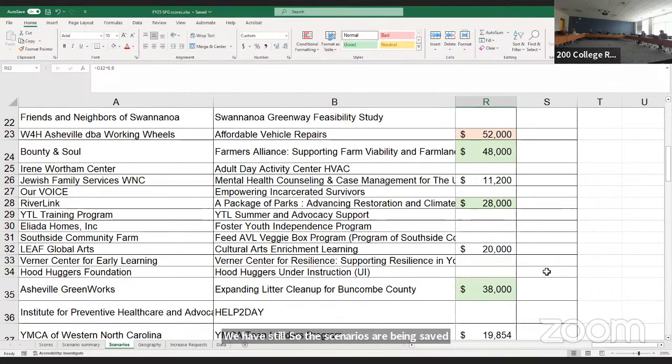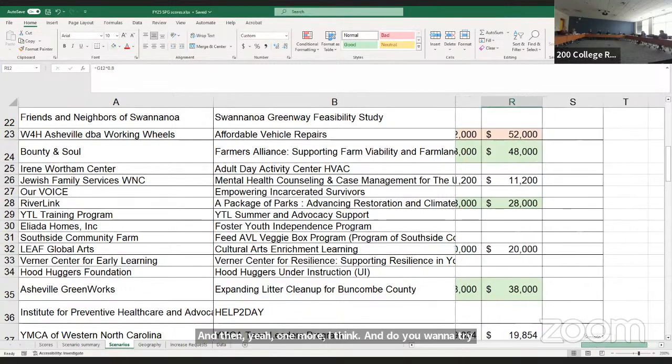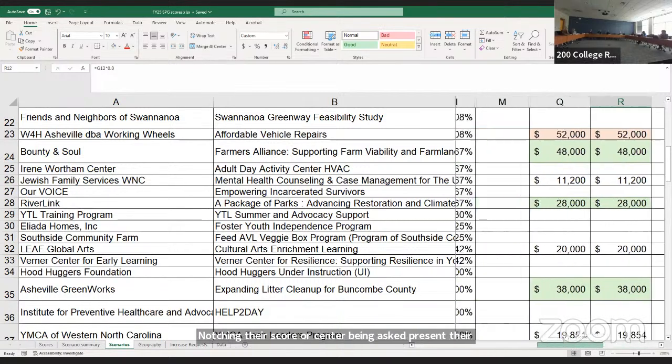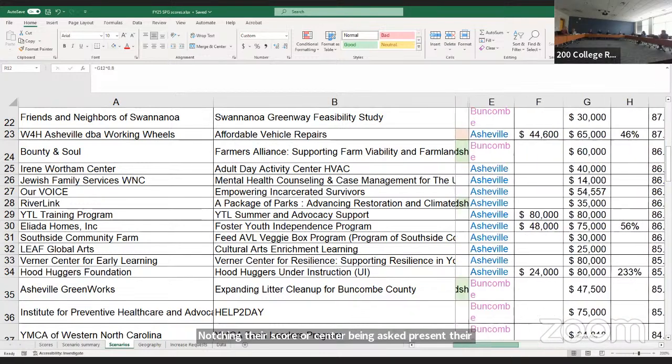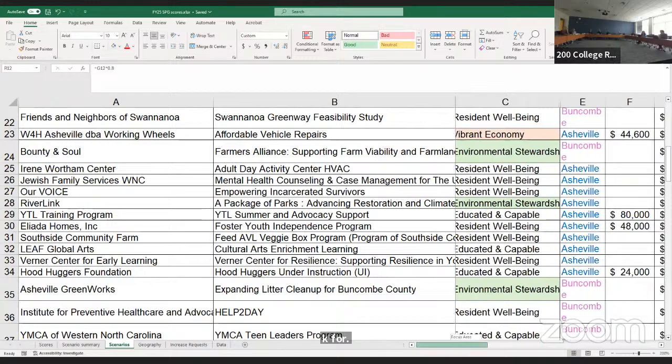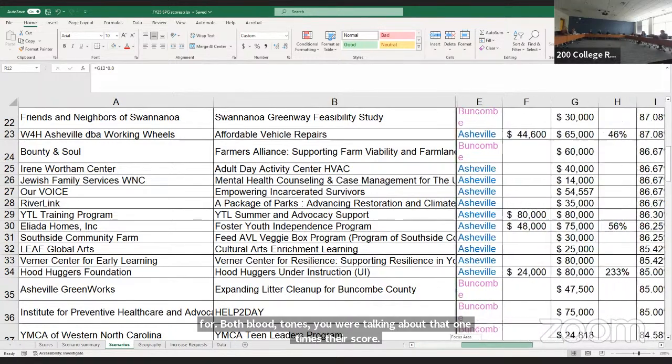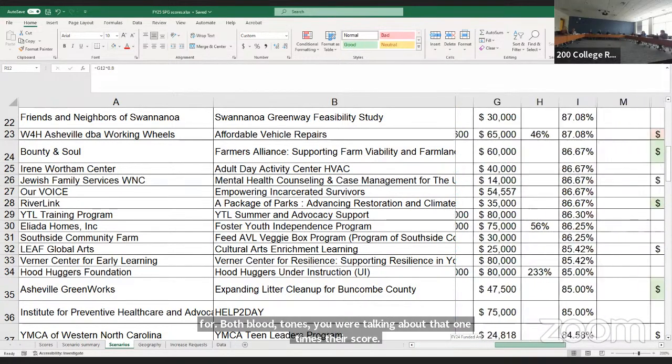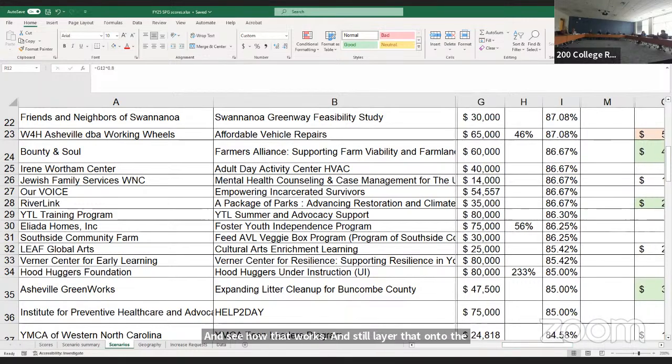And then, yeah, one more, I think. Do you want to try a scenario 7 where, Anne, you were suggesting, what would it be like to see the percent of funding that they're given matching their score? Percent they're being asked for, multiplied times their score. Yeah. And see how that works. And still layer that onto the focus area and project size filters.